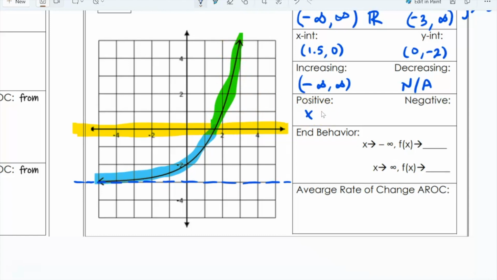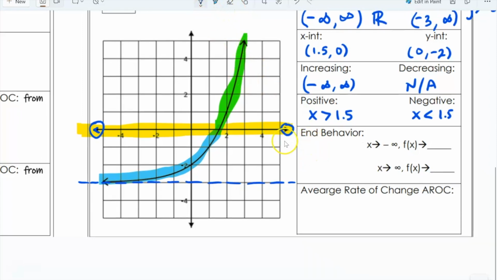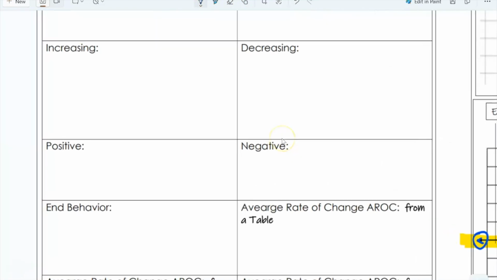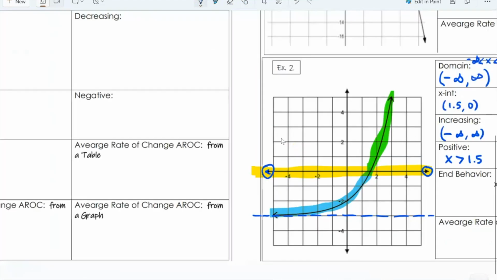I say to the right. And again, if you look on the right-hand side of the x-axis, that will give you the arrow. It is greater than 1.5. It's positive. The blue line is to the left. And if you look at the arrow there, that will tell you the arrow. To the left of 1.5, it is negative. All right, so that's positive and negative. Please go ahead and write your definitions for positive and negative.